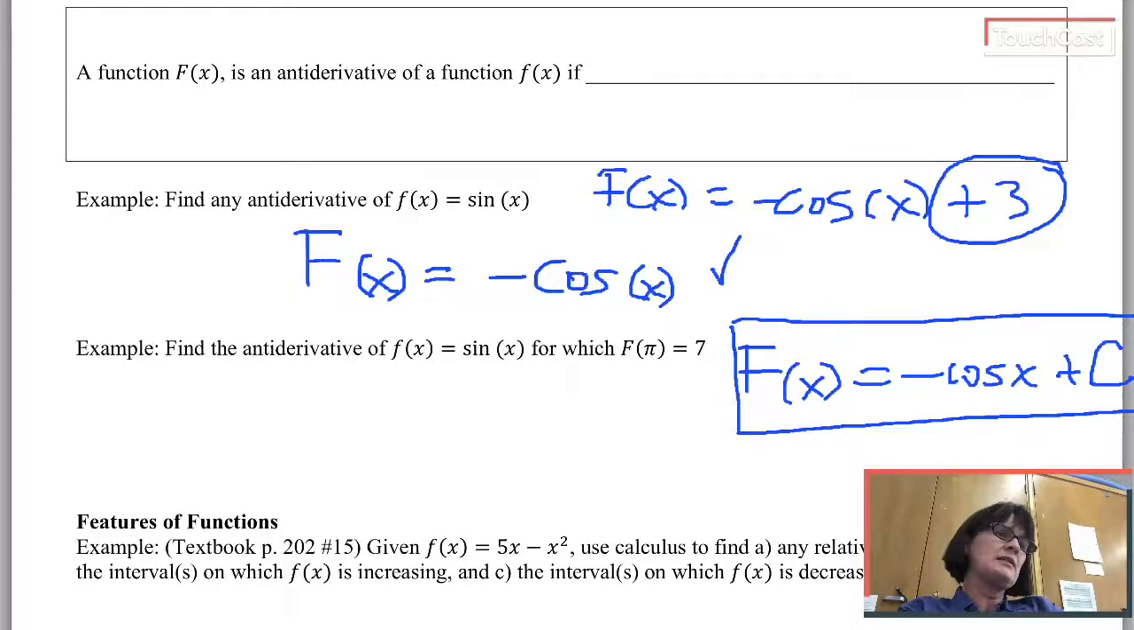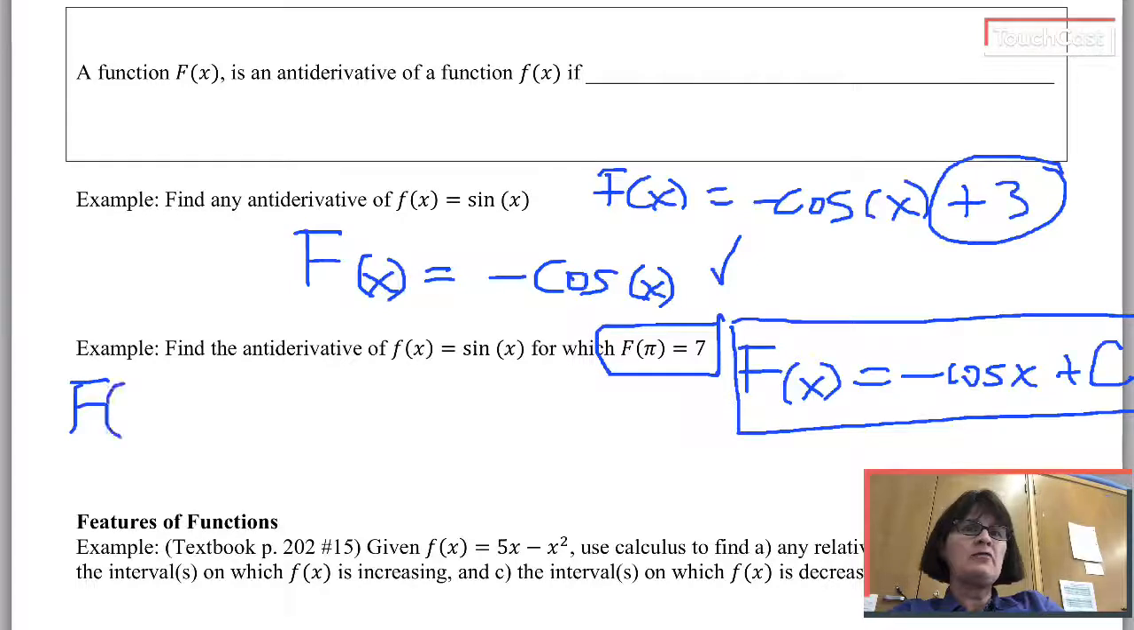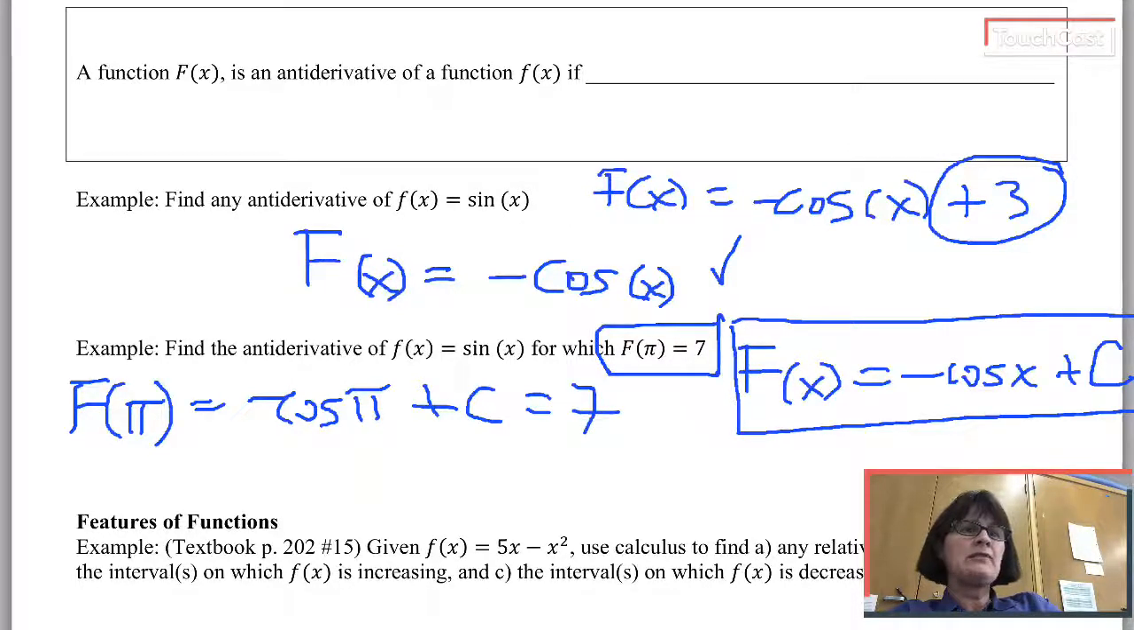I'll start with this general form, this negative cosine of x plus c, acknowledging that there could have been a number there. And I'm going to try to figure out what c is to make this statement true. So I'm going to find f of pi. That means I'm going to replace x with pi: negative cosine of pi, plus some constant. And I want that whole expression to equal 7.